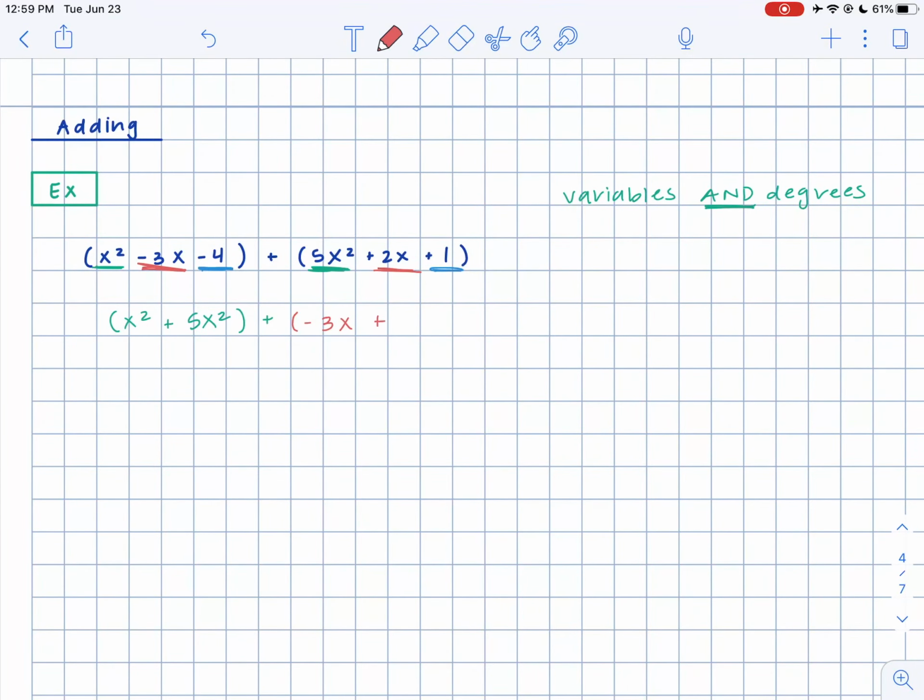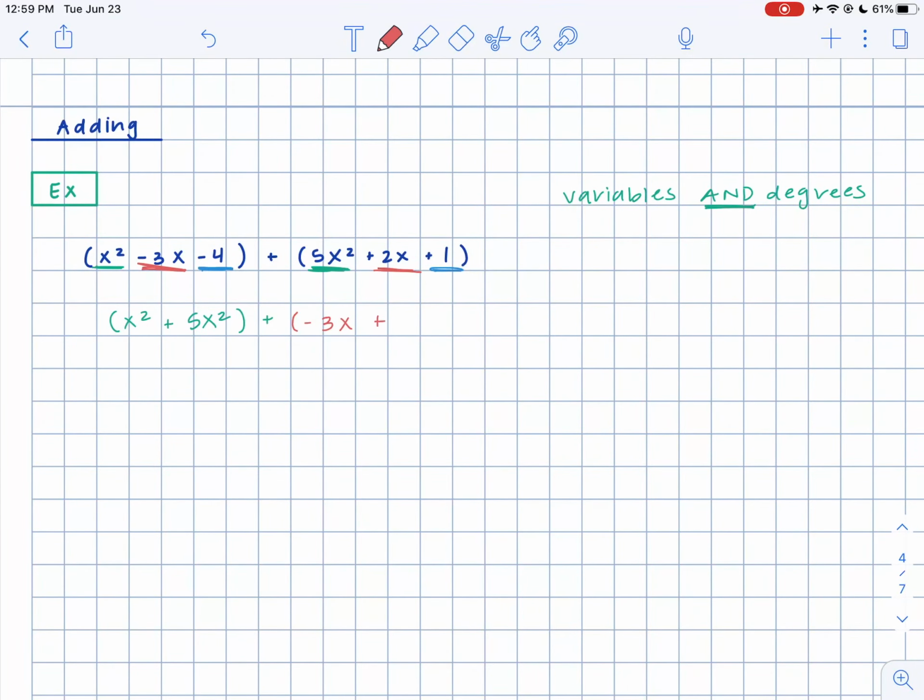6x squared. The variable and the degree do not change. It's still x and it's still a degree of 2. The only thing that changed was the coefficient. 1 plus 5 is 6. Alright, next, negative 3x plus 2x. This would give us negative x. Same thing, variable and degree do not change. Lastly, negative 4 plus 1 to give us negative 3.